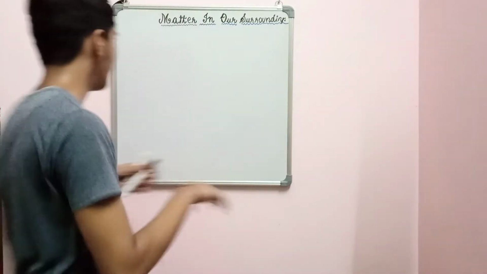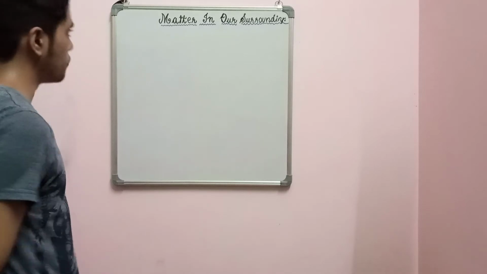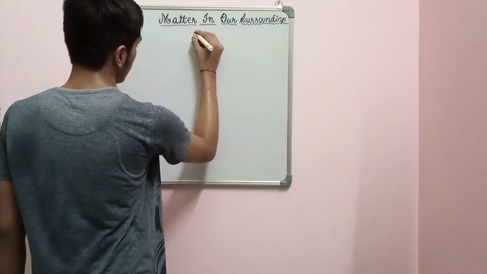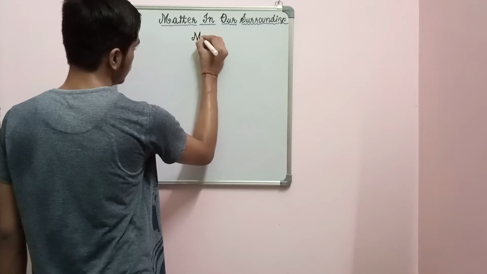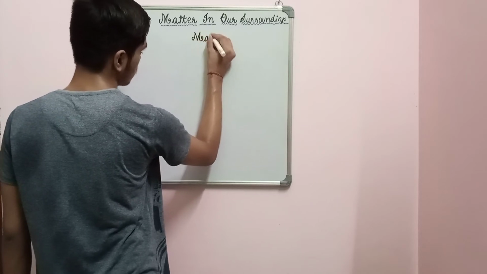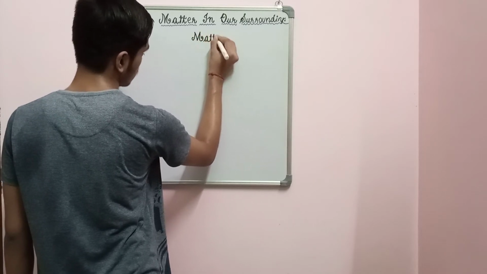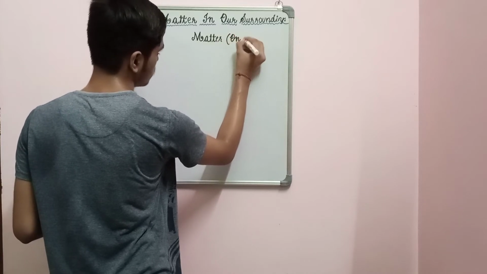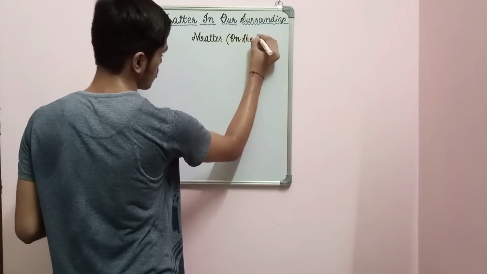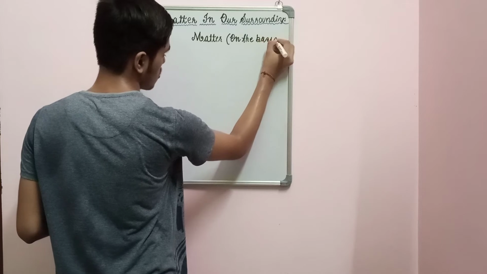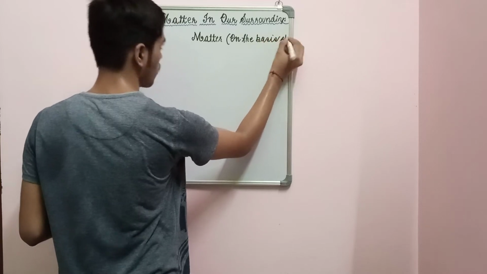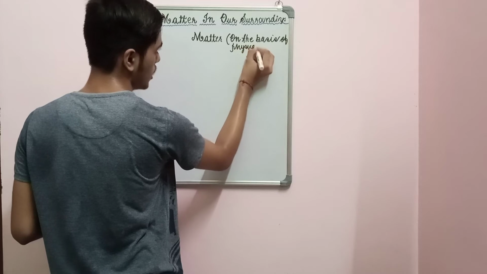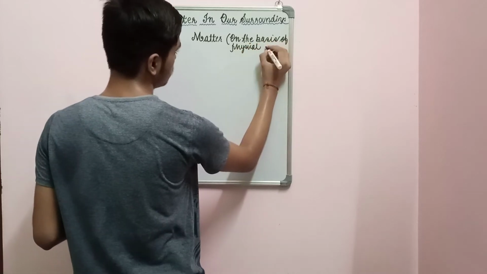So classification of matter. This matter is classified into two categories on the basis of physical properties. Physical property means mass, density, all these.